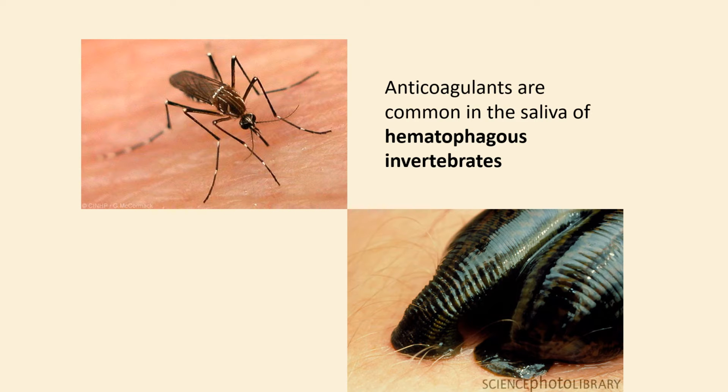Heme means blood, phage means to eat. So these are both blood-eating organisms, and they're invertebrates, meaning they don't have an internal skeleton. They don't have a spine, for example. Mosquitoes are the most dangerous organism in the world to our species.